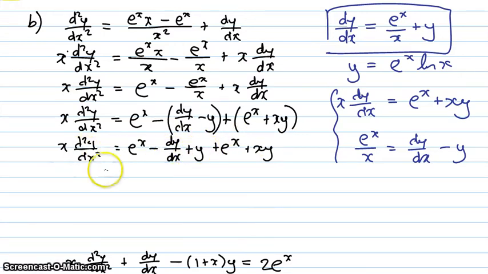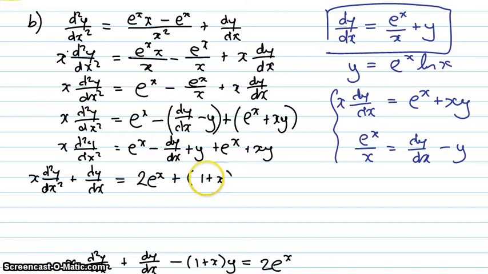So let's move that dy by dx over. I'm going to get x d2y dx squared plus dy by dx is equal to e to the x plus e to the x. I now have my 2e to the x, that's what I wanted, plus y plus xy, let me factorize that to 1 plus x, y. Okay, we can see what we have. Move this over, and I'm going to have that exactly. So at this stage, I'm done. I've shown everything that I need to show.